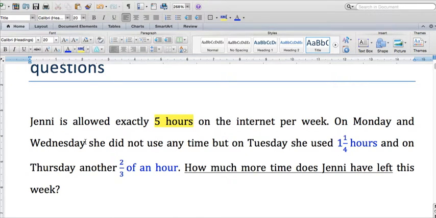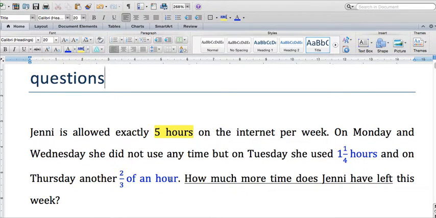So let's start. Jenny is allowed exactly 5 hours on the internet per week. On Monday and Wednesday she did not use any time, but on Tuesday she used 1¼ hours, and on Thursday another 2/3 of an hour. How much more time does Jenny have left this week?